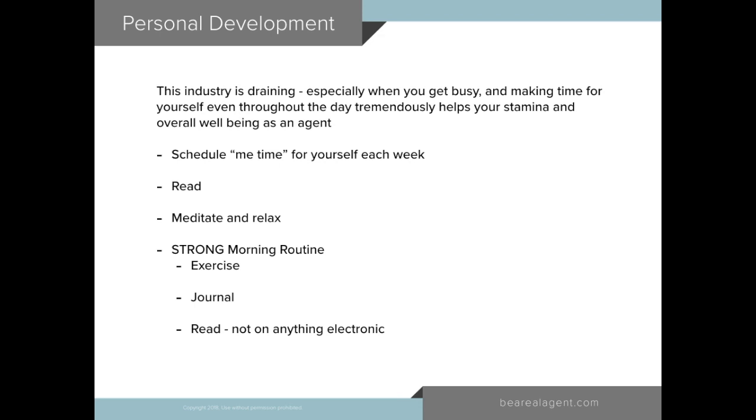Also, read. We're going to give you some suggestions for the personal development side of things. Really expanding your mind and keeping yourself taken care of is critical to remaining flexible in this industry and successful. Try meditating and relaxing. And we really cannot emphasize enough having a strong morning routine. And if you need to sort of build that into your 40 hours a week, then that's great. We really believe it needs to be there. So exercising. If you don't exercise in the morning, it's highly unlikely you're going to do it later in the day because you're going to be completely drained.